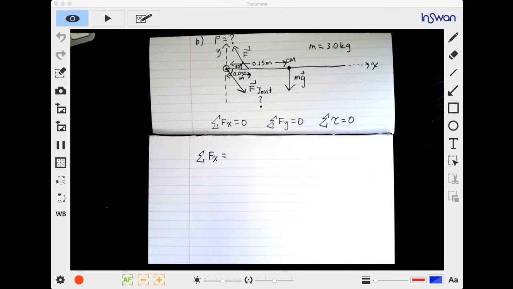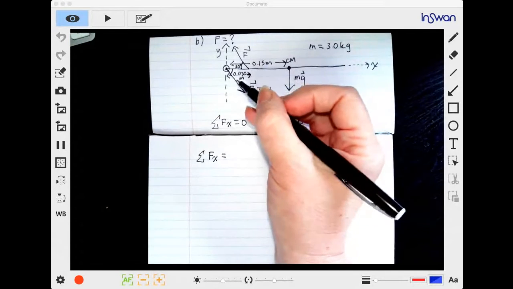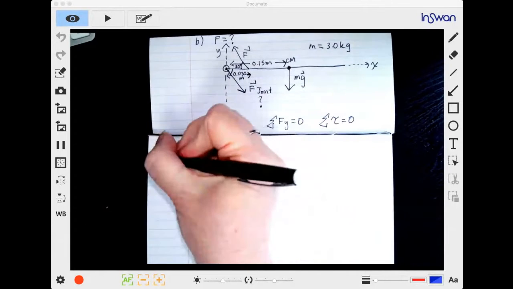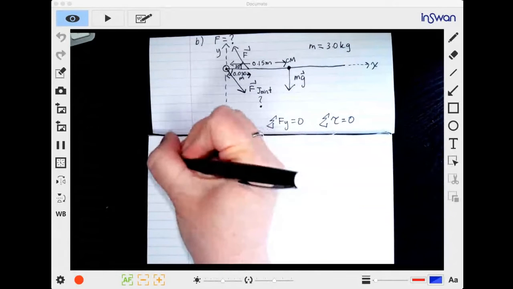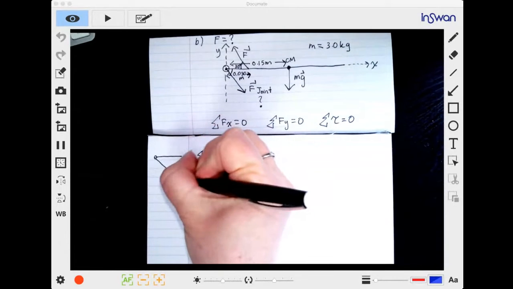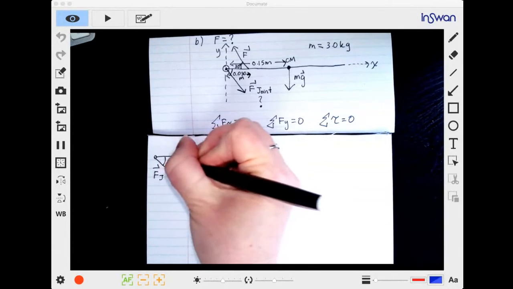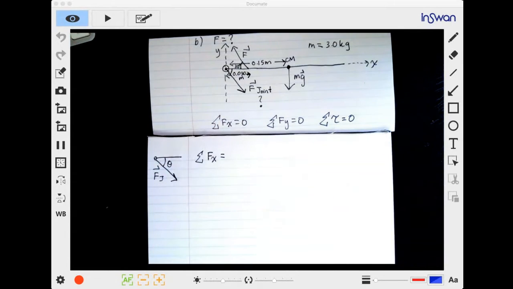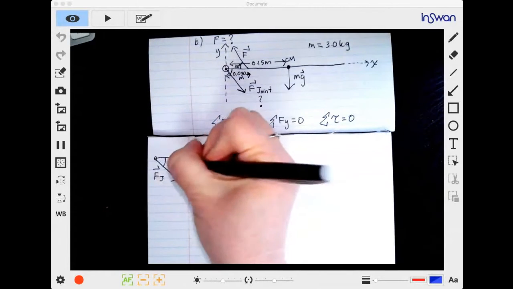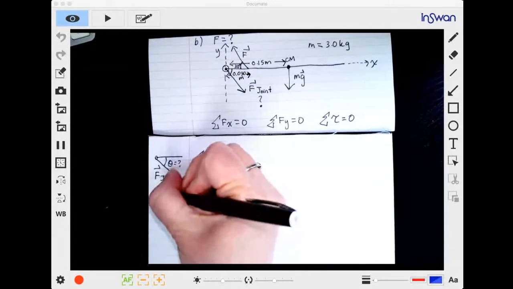One thing we don't have yet is an angle for our joint force. To draw it over here, since I didn't leave any room, I'm going to call the joint force Fj, and I'm going to call that angle theta. That's also an unknown. We don't know what theta is, and we don't know what Fj is.